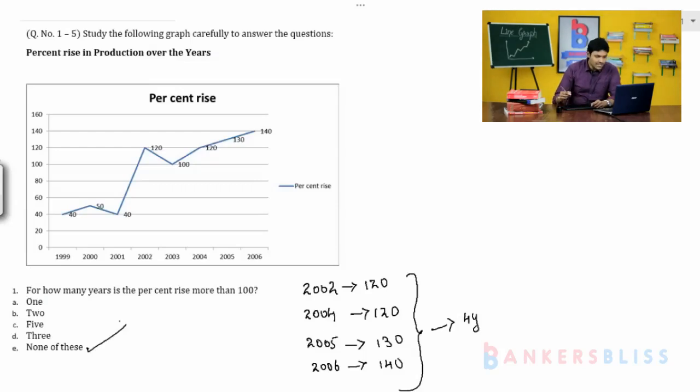So the answer is none of these. Very simple. You have to consider the data which is more than 100% rise. So in the years 2002, 2004, 2005 and 2006, the data which is increased is more than 100%. So in 4 years you have the data increased more than 100%. So the answer is none of these according to the options. Fine. Let's go to the next problem.